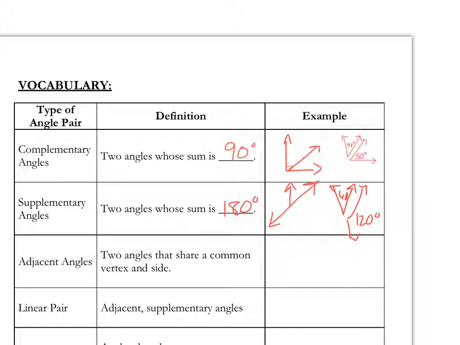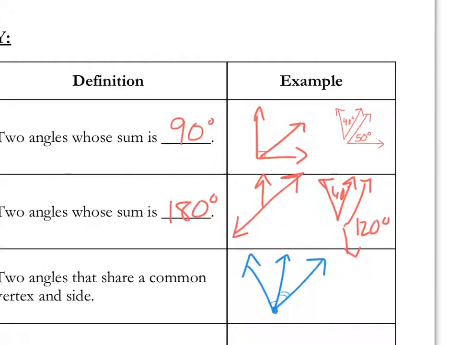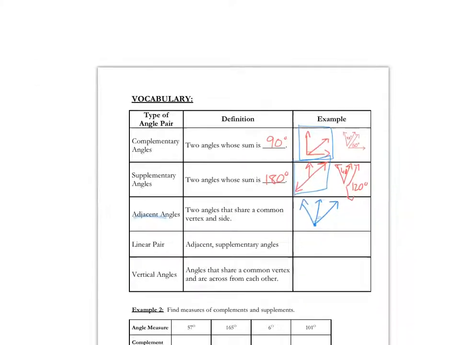The first pair here, these two, are adjacent. Adjacent means right next to. They share a vertex and they share a side. So these two angles, this angle and this angle, are adjacent because they share this vertex and they share a side. Same with these two angles and these two angles, they are also adjacent.